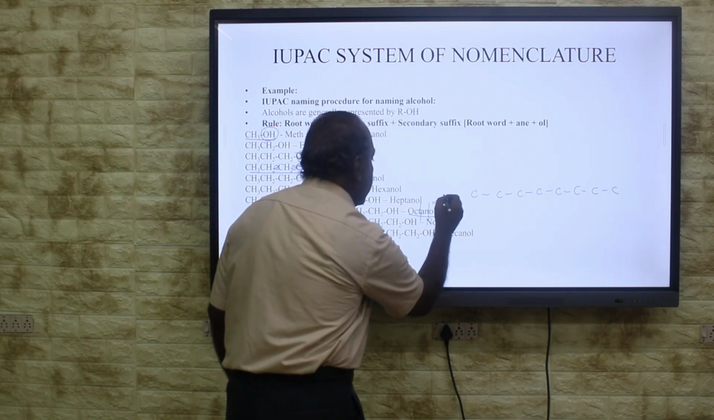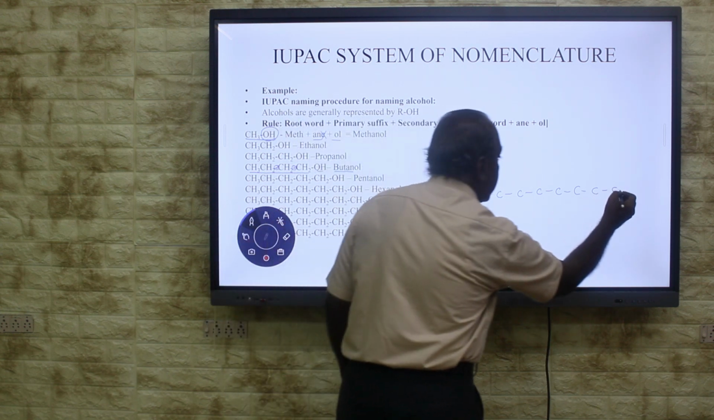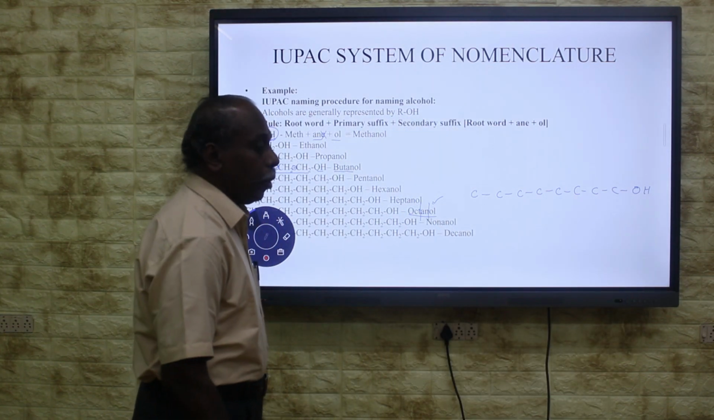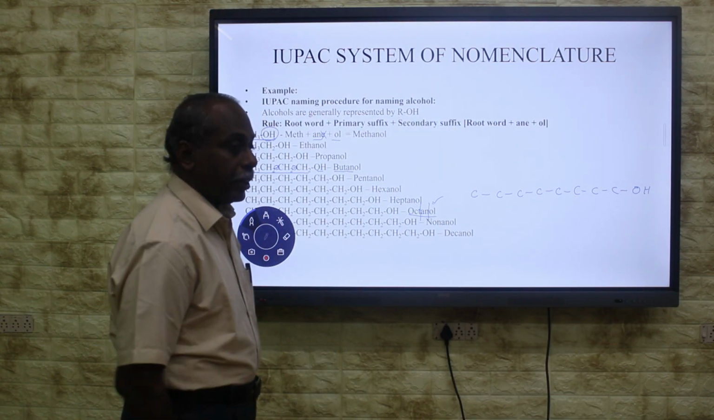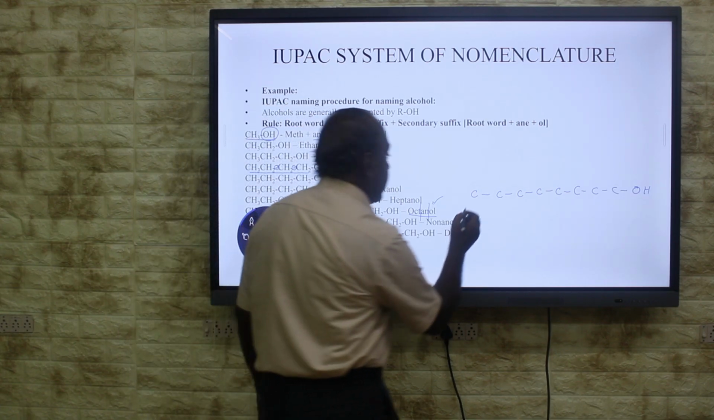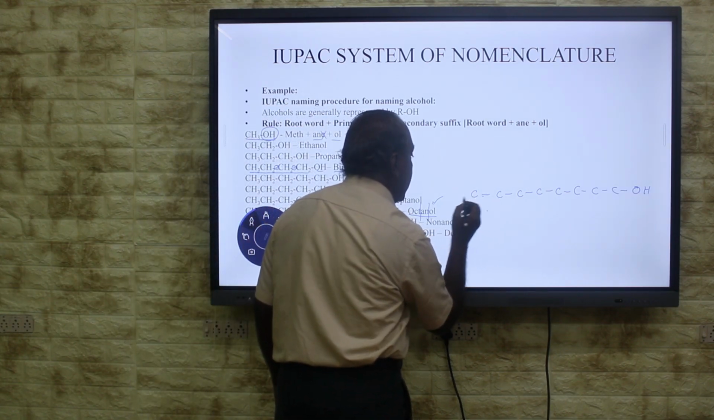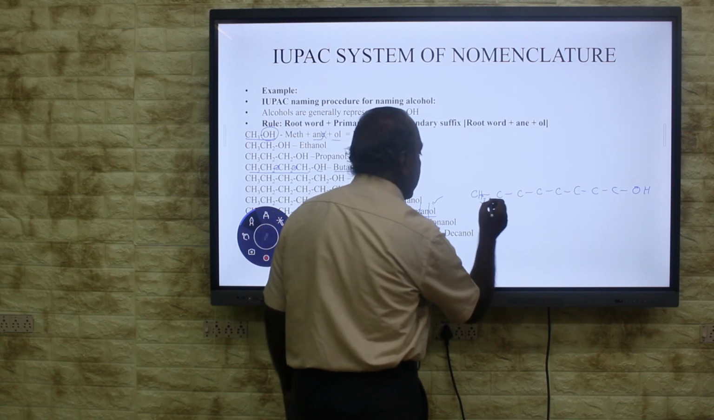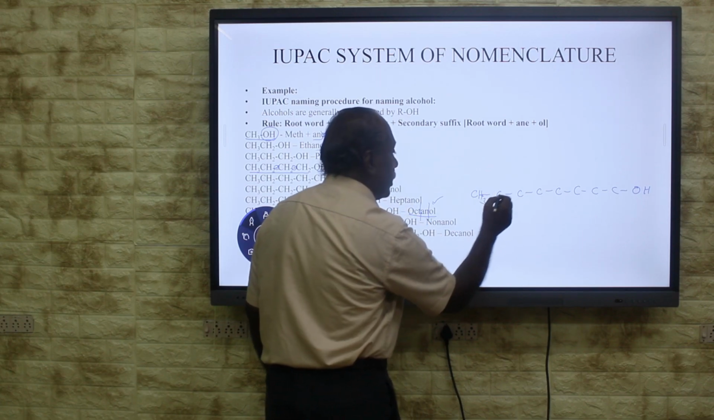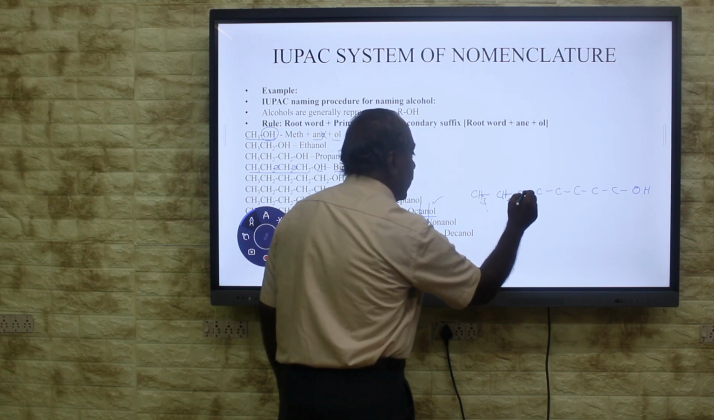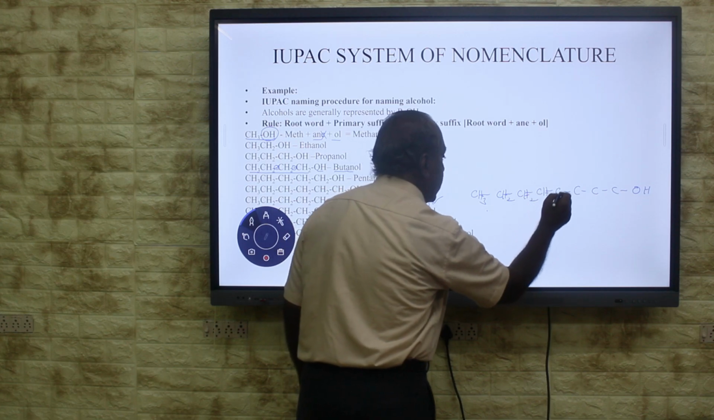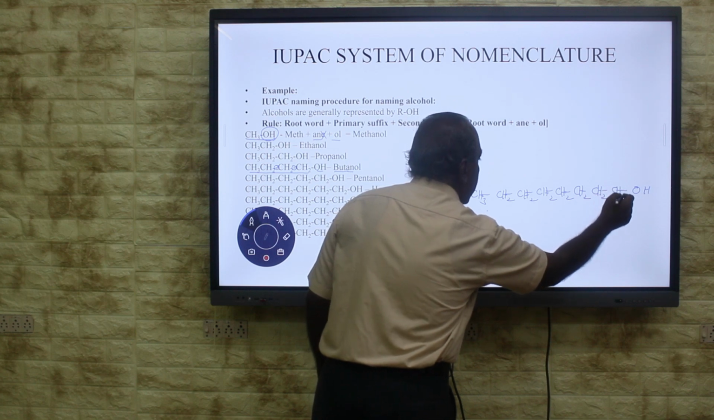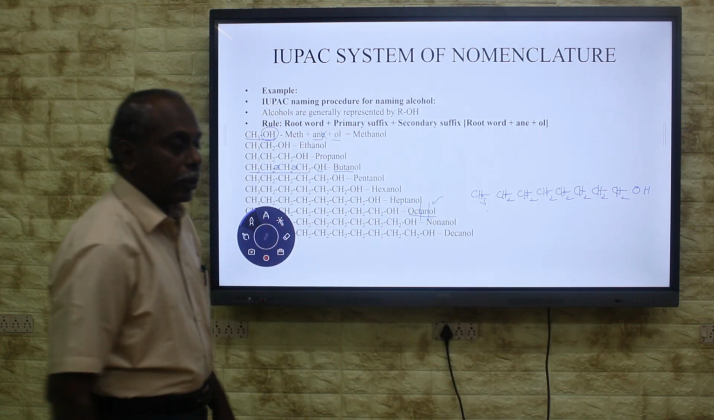Then the secondary suffix is OL. OL indicates this compound has OH. Then you fill the remaining valency of the carbon atoms with hydrogen. Here the terminal carbon has 1 valency already satisfied, and the remaining 3 valencies are satisfied by 3 hydrogen atoms. Here, for this carbon, 2 valencies are already satisfied, so you put 2 hydrogens. Here also 2 hydrogens, and here also 2 hydrogens. That will be the structure of the compound.